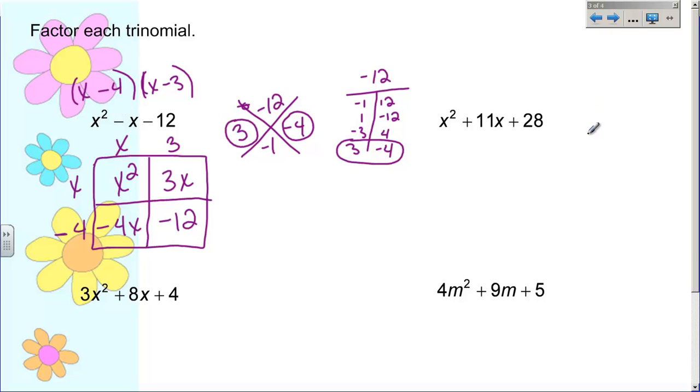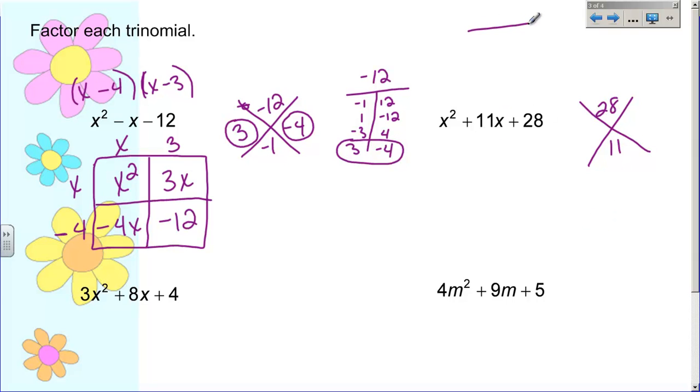I have this x squared plus 11x plus 28. And I'm going to do the same thing. I'm going to draw my x. Because this doesn't have a leading coefficient, the last number goes right here. It should be a 28. If this has a leading coefficient, things change. And then the number in the middle, 11, goes right here.